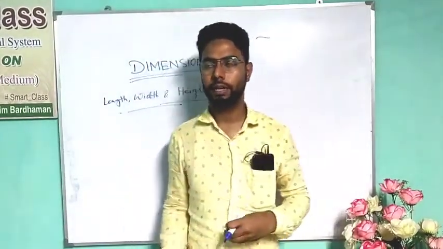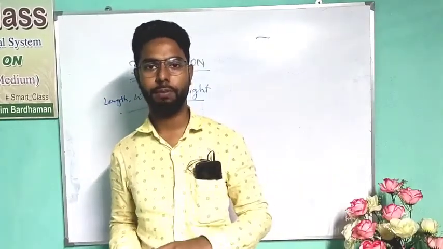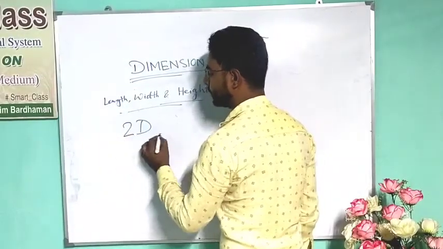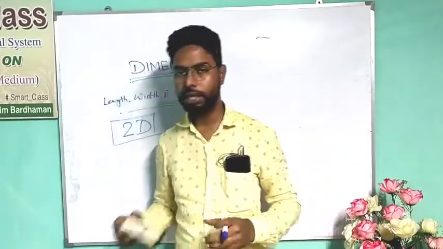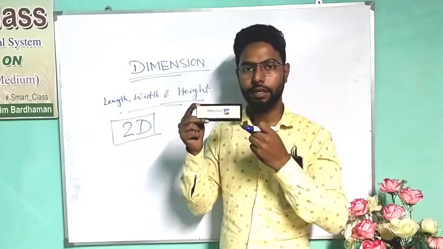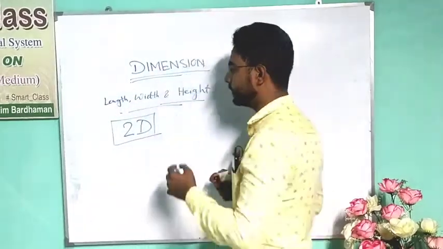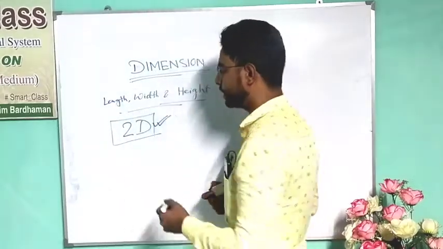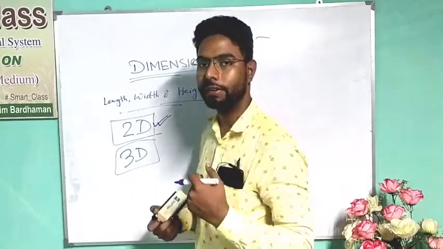Somewhere we hear about 2D shape, 3D shape, 4D shape. What about the shape? If we know 2D shape, it means it's a two-dimensional shape. 2D means two things. If we see this duster, it has one length and breadth. If it contains only two physical quantities, it's a 2D shape. If it contains three things, that is called 3D. We know about 3D movies.